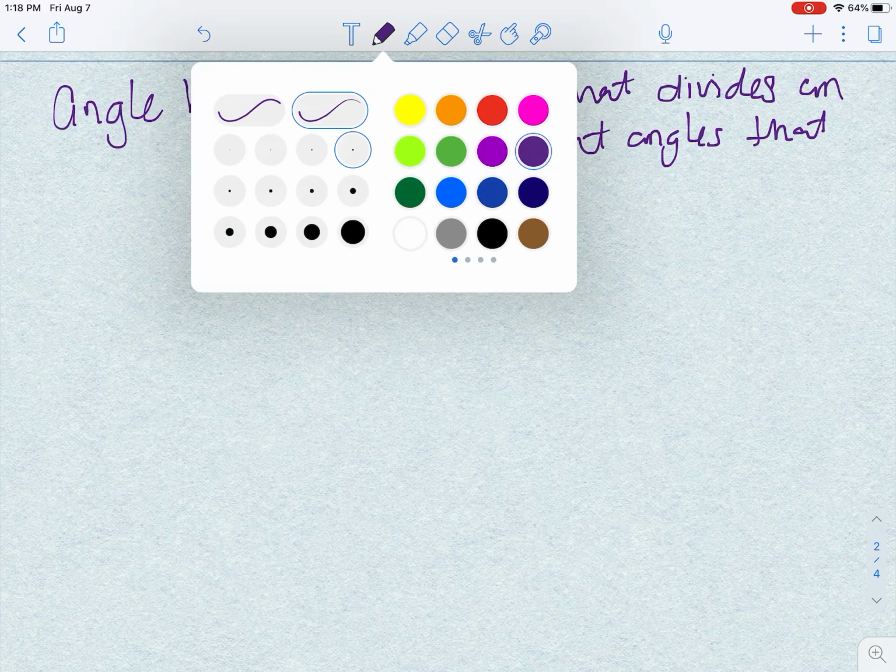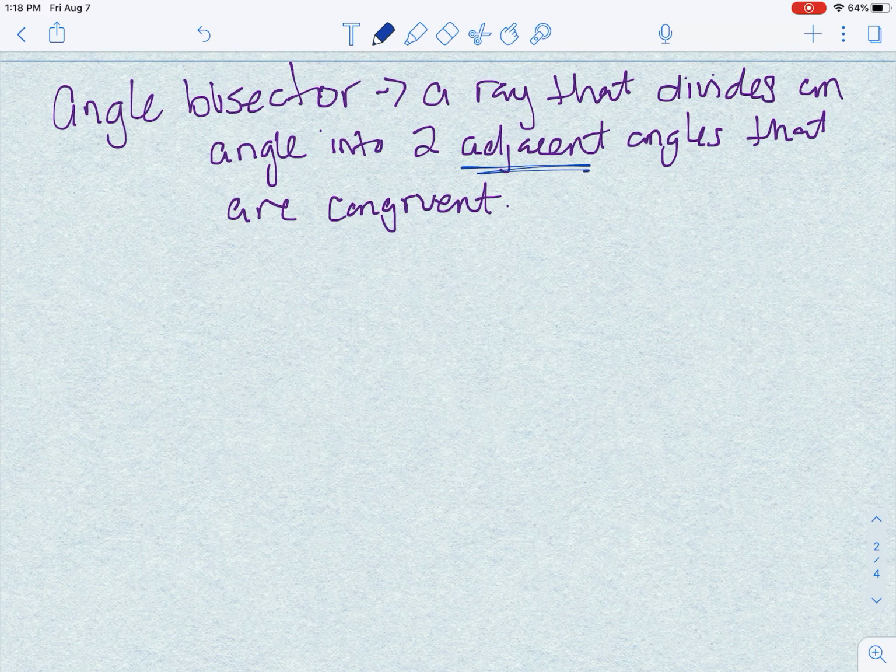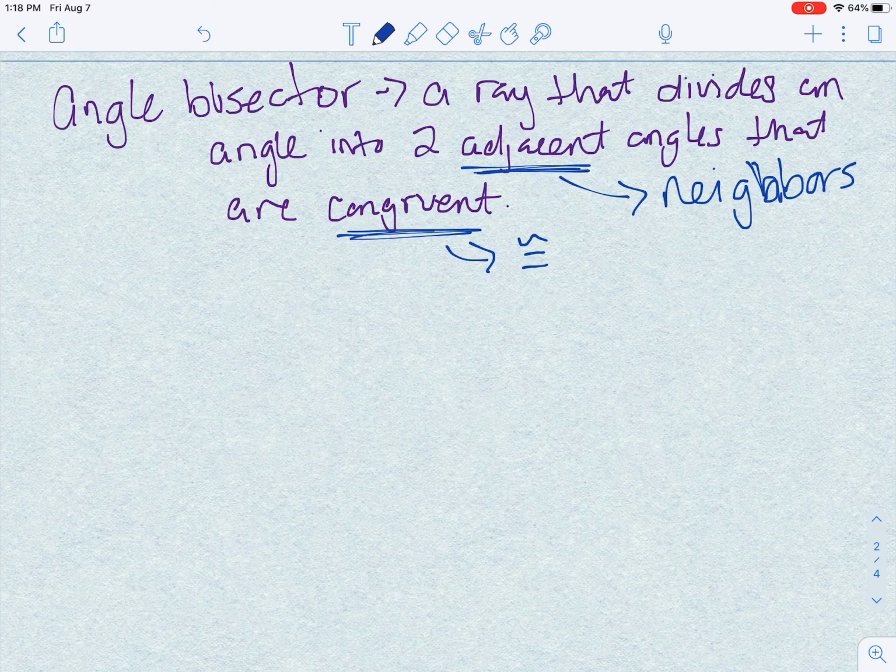Okay, there's lots of definitions in there. So adjacent, what does that mean? Adjacent means neighbors. They're next to each other. They share a vertex and a side. I like to think of them as neighbors. And then congruent, remember we have this lovely equal sign with a squiggle on top, just as a refresher. Okay, so what does this look like? Let's draw this picture right here.